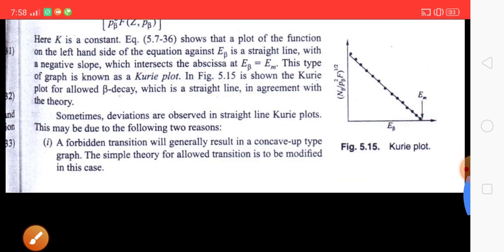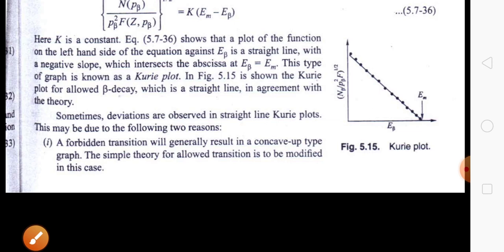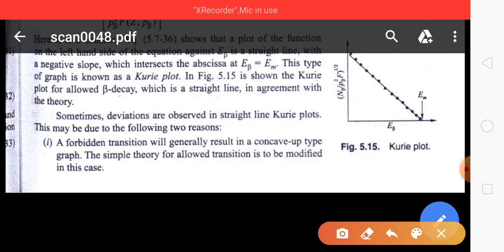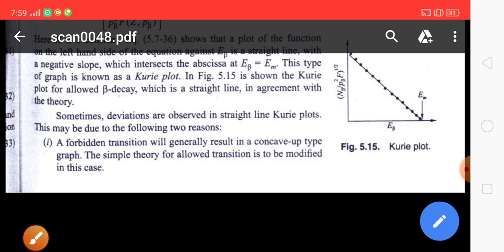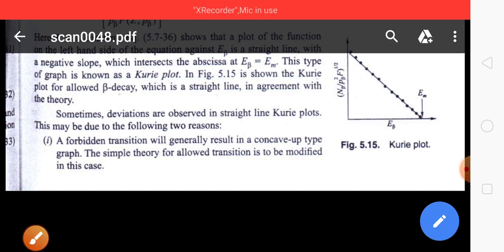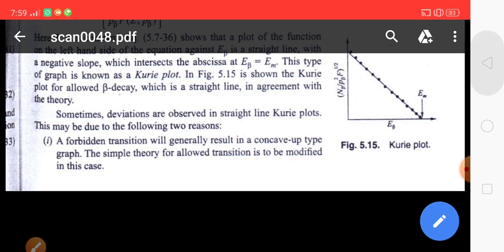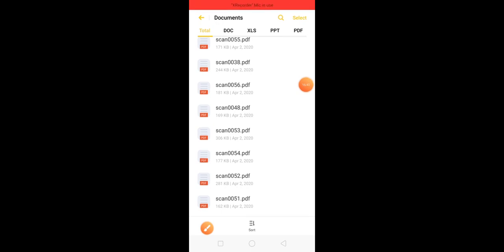Sometimes deviations are observed in straight line Curie plots. This may be due to the following two reasons. First one is, a forbidden transition will generally result in a concave up type graph. The simple theory for allowed transition is to be modified in this case. And the second one, I will open.